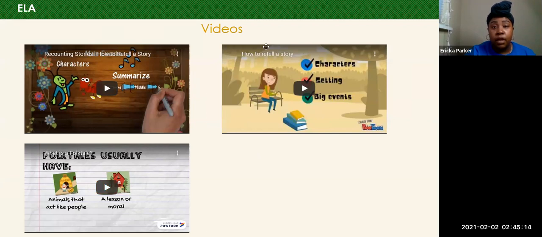All right. So we have looked at folk tales before, like when we were looking at the Three Little Pigs. That's a folk tale in itself. This one is a folk tale as well because we do have animals that act like people. There was a lesson and a moral at the end of our story. So those are elements of a folk tale.